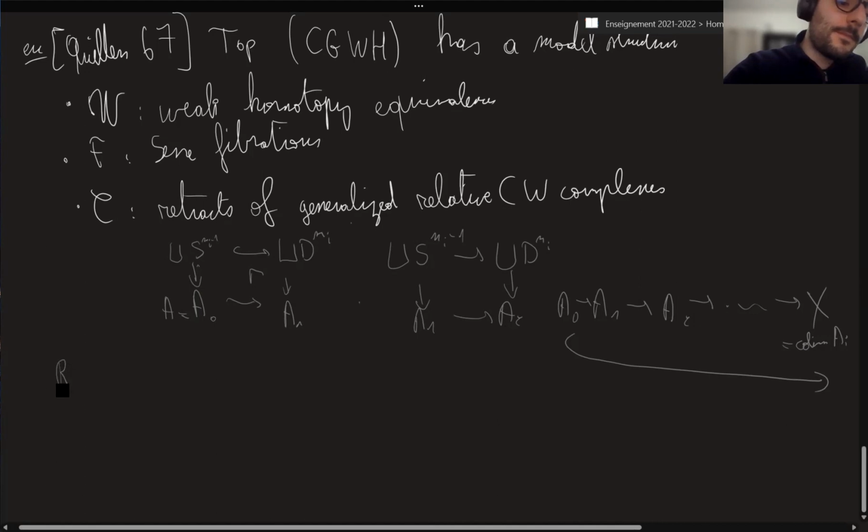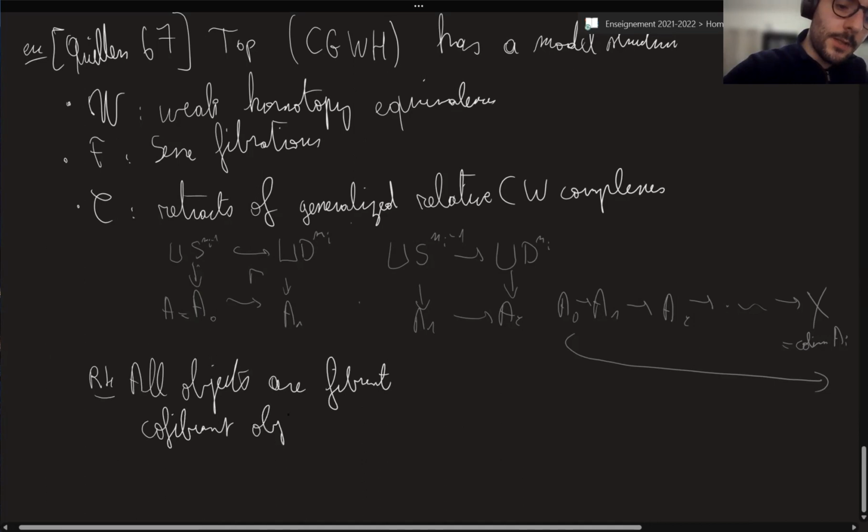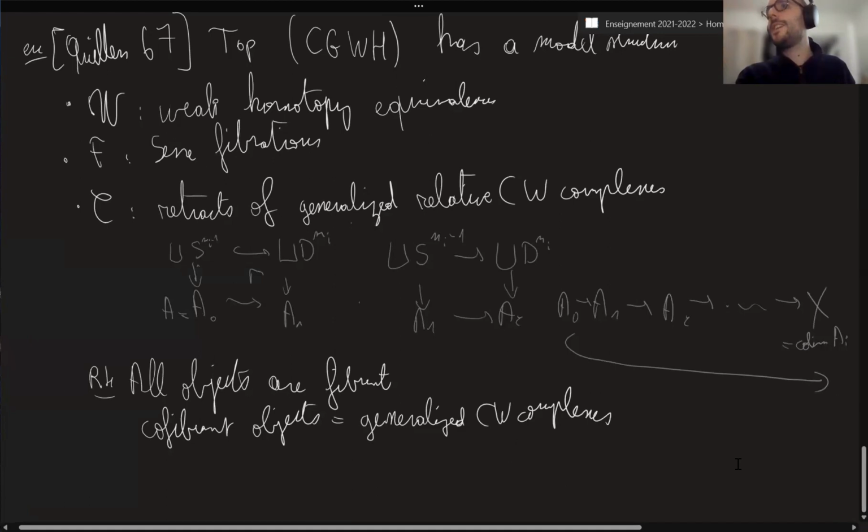As a remark, all objects are fibrant, and cofibrant objects are generalized CW complexes. Because what is a cofibrant object? The map from the empty set to your space X has to be a retract of a relative thing. And so you start from the empty set, then you glue cells, and you glue cells, and you glue cells. So it's not a relative CW complex, it is a CW complex, an actual CW complex, or a retract thereof.